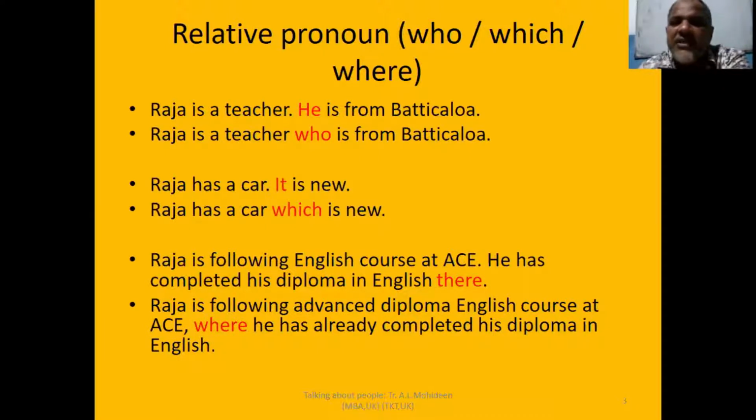For example, Fatima is a nurse. She is from Araur. How will you say it? Fatima is a nurse who is from Araur. Who is from Araur. Okay. So have you understood the first one?